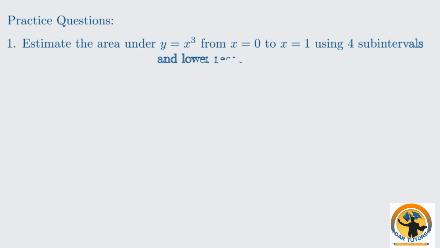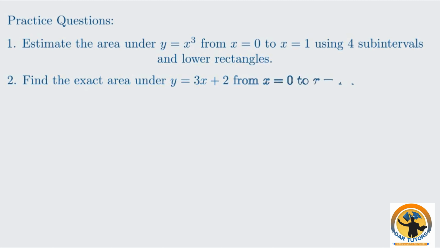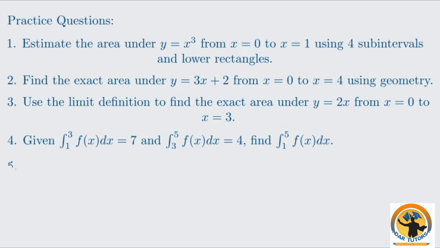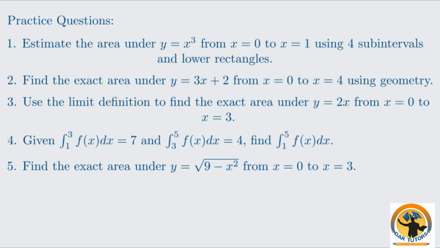Question 1 asks you to estimate the area under y equals x cubed from 0 to 1 using 4 subintervals. Question 2 asks you to find the exact area under y equals 3x plus 2 from 0 to 4 using geometry. Question 3 involves using the limit definition for a simple function. Question 4 uses the additivity property. And question 5 asks you to find the exact area of a quarter circle. Take your time to solve these. When you're ready, let's go through the solutions.